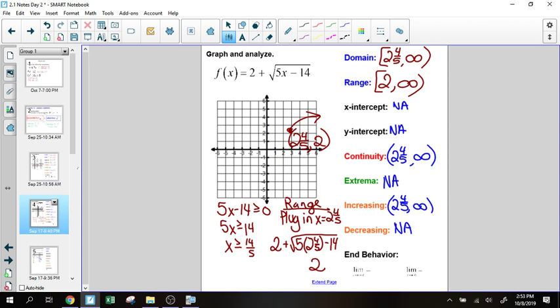The end behavior to the left. Our graph doesn't go to the left, right? So because it doesn't continue to the left, we don't have end behavior towards negative infinity. It doesn't go to negative infinity. It does go to the right. And as we go to the right, this is going to continue to increase or go up towards positive infinity. Any questions on that?